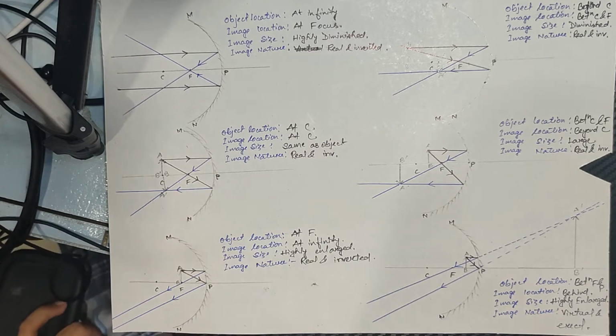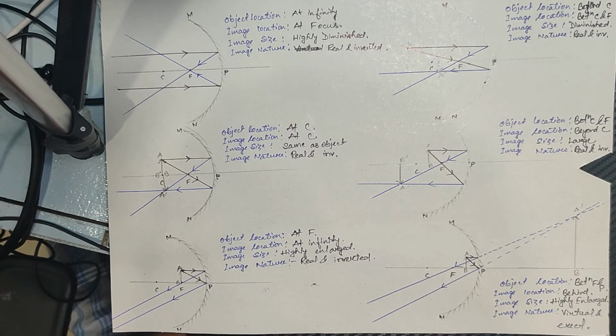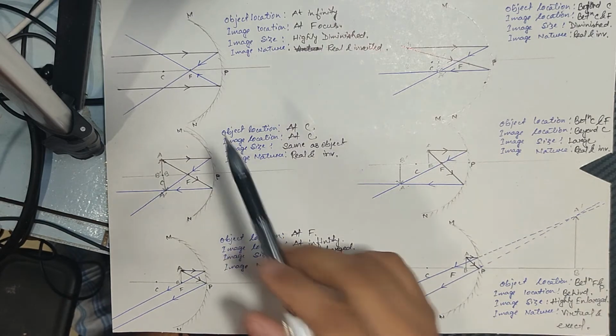Good morning, students. As we have already discussed the rules that we use for ray diagrams, here we will be doing the six ray diagrams of a concave mirror. In a concave mirror we have generally six ray diagrams that are very important from the exam point of view, and here we will see how these six ray diagrams are done and how we can do them very easily. So the first one we will see here.